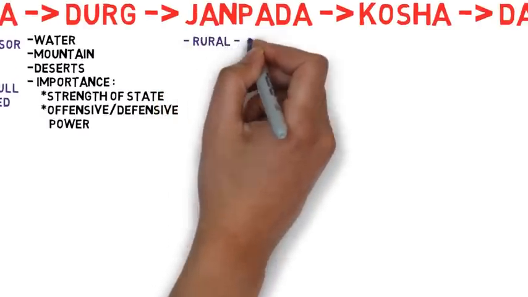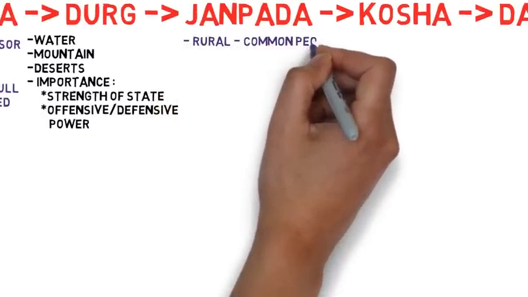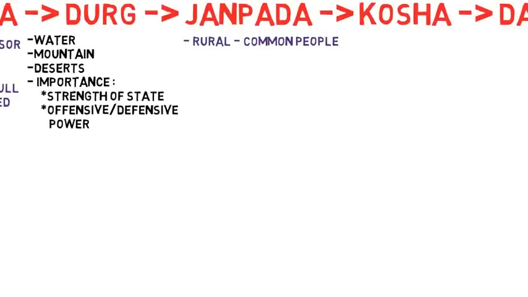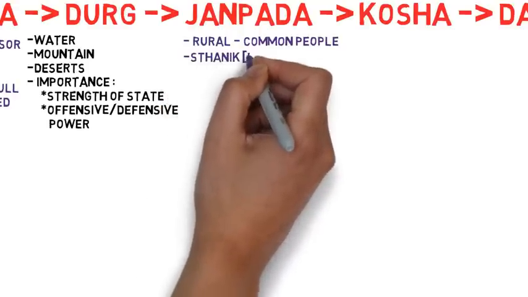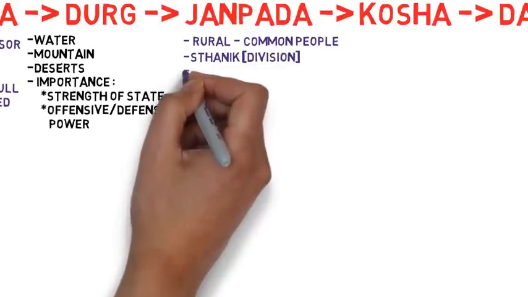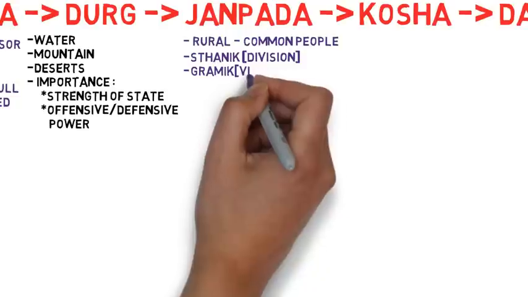Fourth element is the Janpad. Janpad is a rural area inhabited by common people. Each Janpad is divided into divisions. There was an elaborate system of administration under the Mauryas. Each division was headed by an officer known as Sthanik. Each division was divided further into villages.